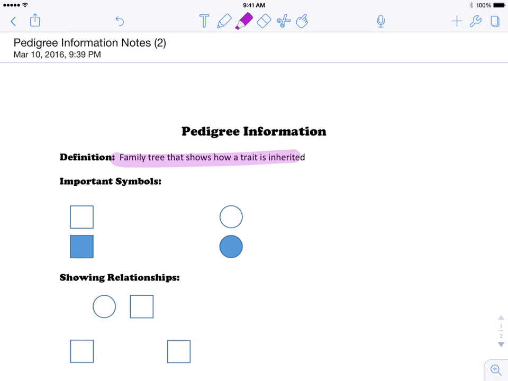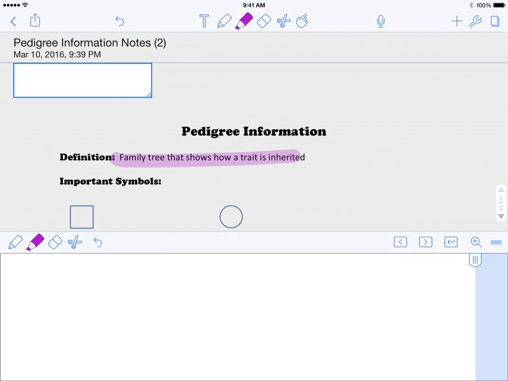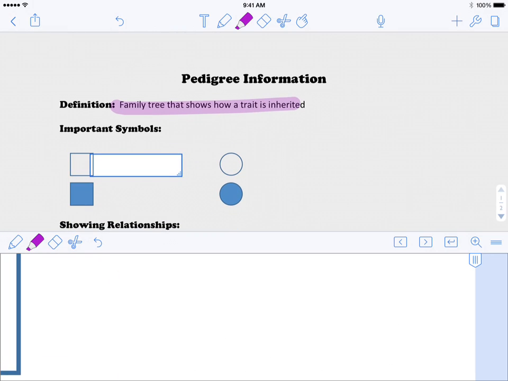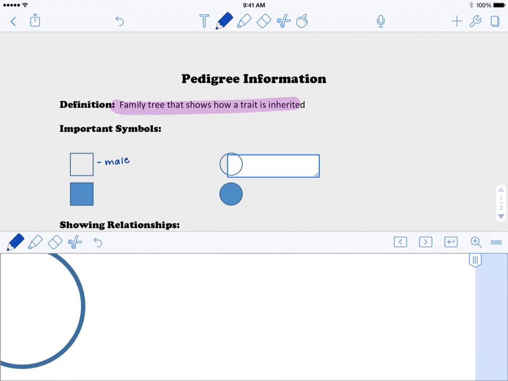Now, because it's more of a scientific purpose, these family trees don't tend to have pictures or names associated with them. Instead, we use very important symbols. When we take a look at these symbols, you're going to see it's very basic, circles and squares. A square is going to represent a male, and a circle is going to represent a female.